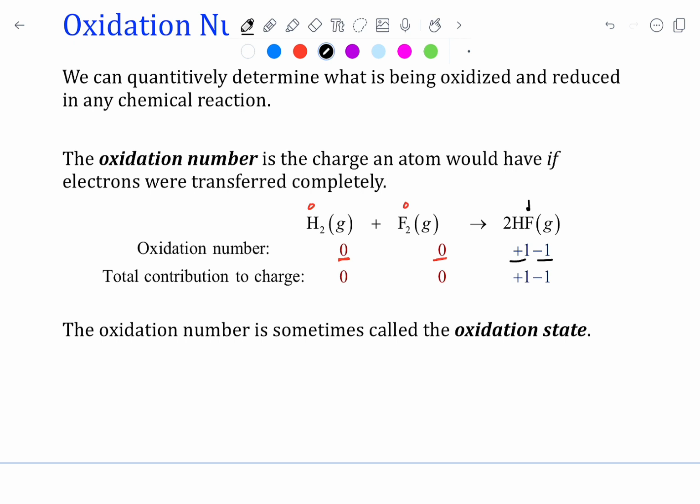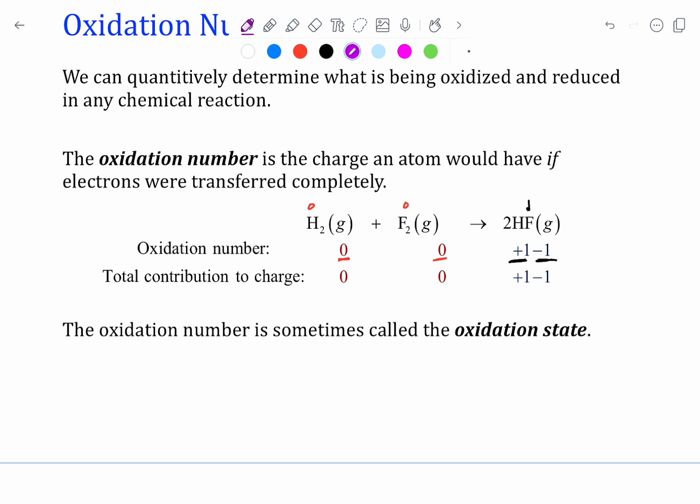Okay, so in HF, the oxidation number of hydrogen is now +1, and the oxidation number of fluorine is now -1. We can then use that in the same way we did in our previous examples to determine what's being oxidized and what's being reduced.